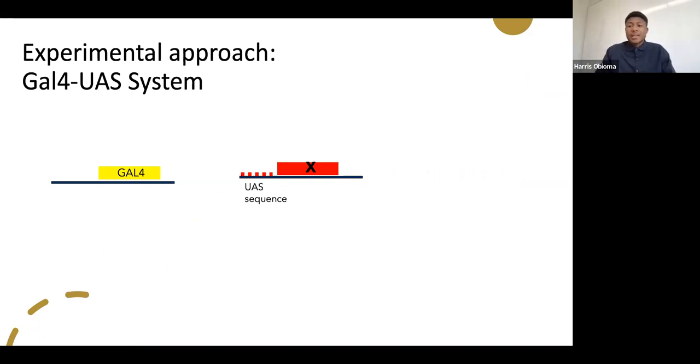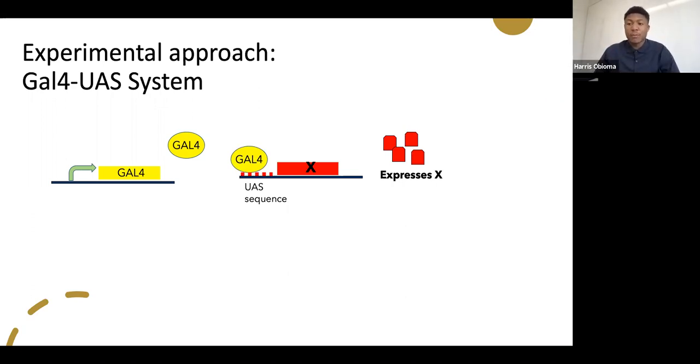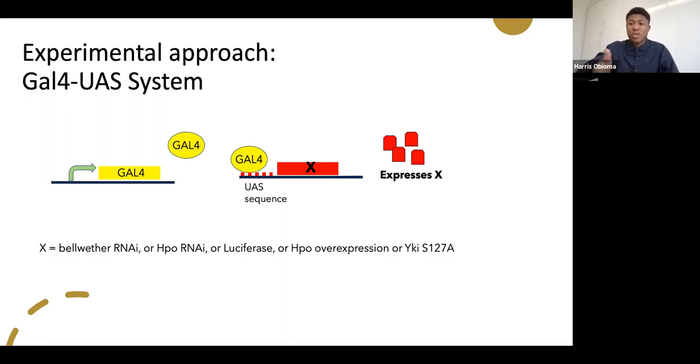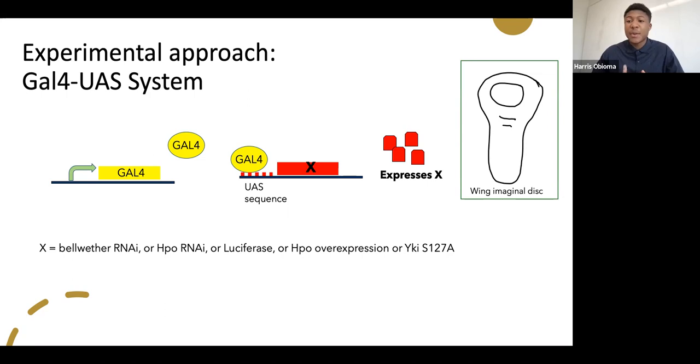Before we continue, I need to go over our experimental approach and the main tool we use, which is the Gal4-UAS system. Gal4 is a transcription factor activator from yeast, and it activates transcription of what we want expressed by attaching to the UAS sequence. So if what we're expressing is X, it can be bellwether RNAi, Hippo RNAi, luciferase, Hippo overexpression, or an overexpression of Yorkie, which is Yorkie S1278 or Yorkie 1SA. We're going to see these expressions in the wing pouch of the developing wing disc of Drosophila melanogaster.